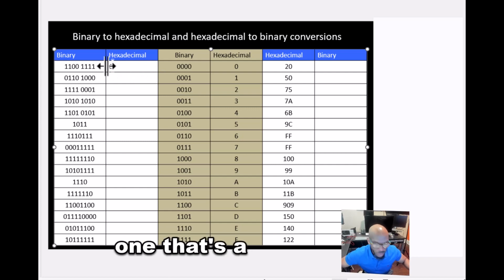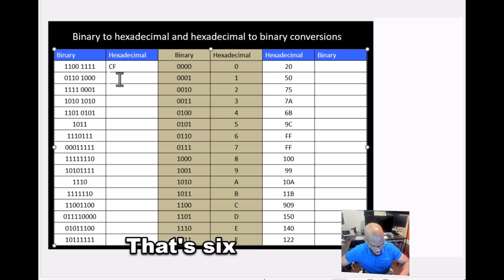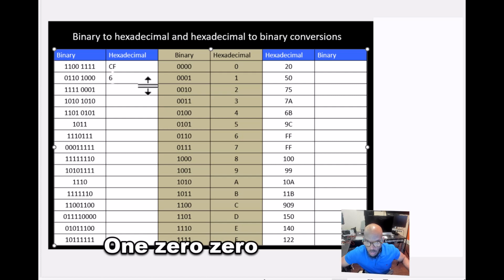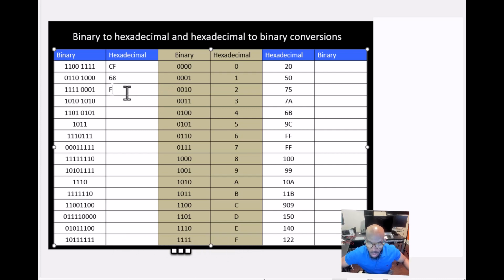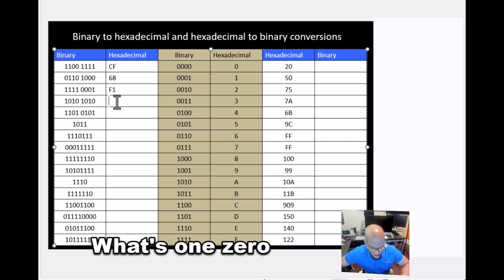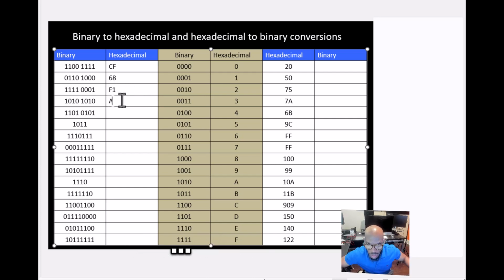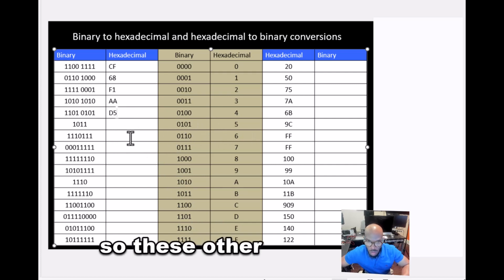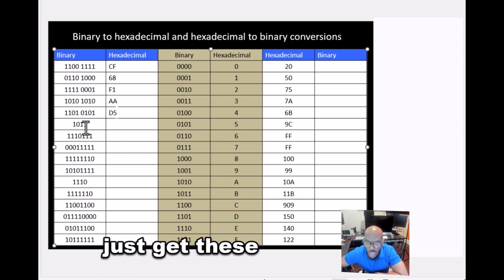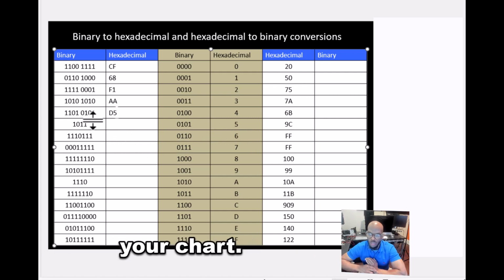1111, that's an F. 0110, what is that? That's a 6. 1000, what is that? That's an 8. 1111, what is that? An F. That's a 1. What's 1010? That's an A. What's 1101? That's a D. 0101, that's 5. Okay, so the other ones, you can just get off the chart. That's why it's imperative to remember your chart.